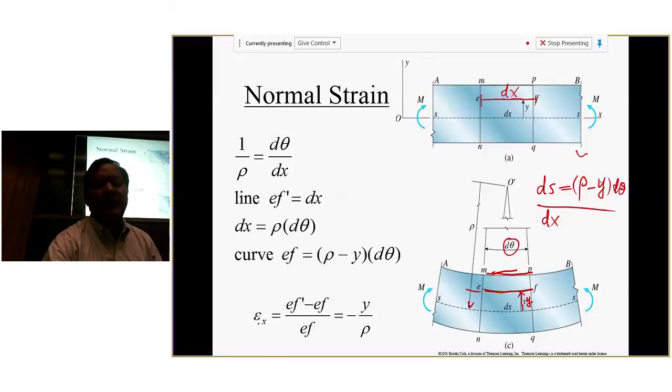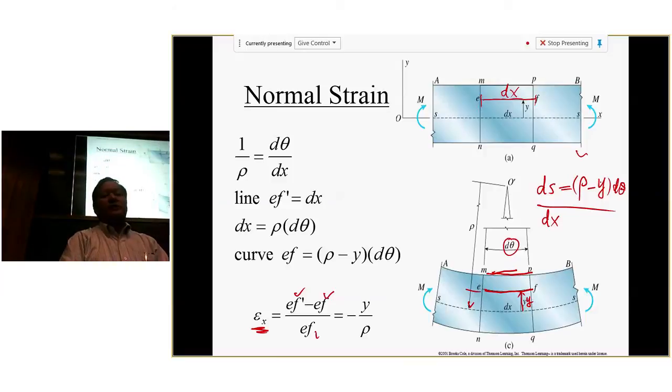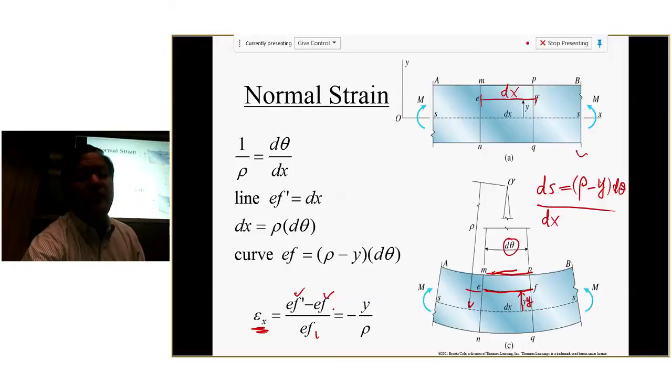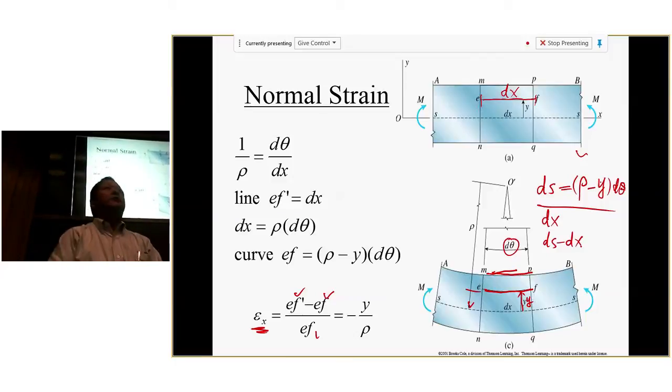Okay, so that's what we have here. See, the strain is the final length minus the initial length, then over the initial length. Okay, so now what's the final length minus initial length? EF prime minus EF should be ds minus dx, right? Is that clear? ds minus dx. Okay, now what's ds minus dx? Oh, what's dx?